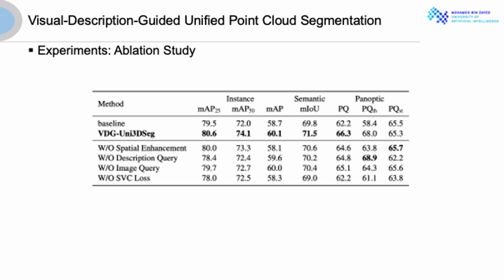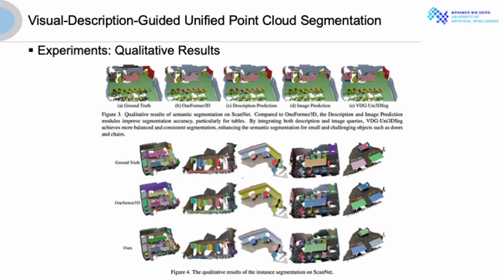Next, we show the ablation study. As we can see, each component, including spatial enhancement, description query, image query, and CVC loss, contributes to the final performance. Removing any of them leads to a clear drop, which shows that these modules complement each other and together make our framework more effective. Next, we show the qualitative results. Compared with OneFormer3D, our method produces more accurate and consistent segmentation.